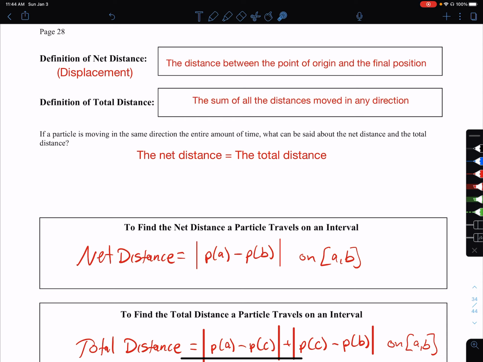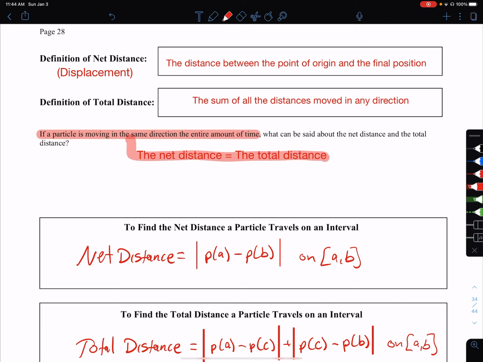If the particle is moving in the same direction the entire amount of time, what can be said about the net distance and total distance? Well, in this case, the net distance would equal the total distance. I want to make sure it's clear. This is not true in all contexts. It's only true if the particle is moving in the same direction the entire time.